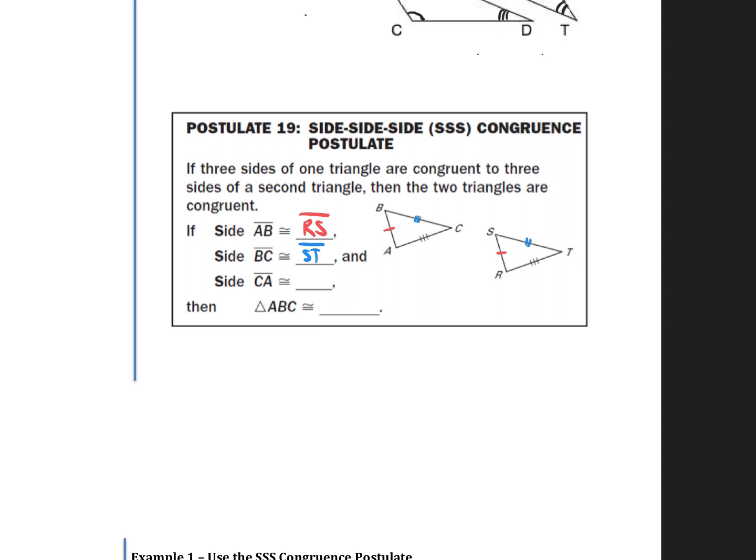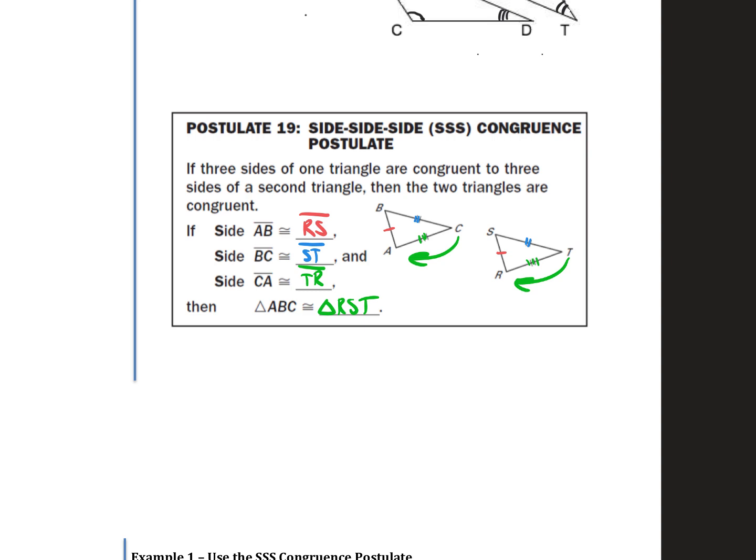And then we have CA, 3 tick marks there, matches with, is it RT or TR? It's going to be TR because you have to go the same direction. We go C to A, we have to go T to R, same way, okay? And then the congruent statement, triangle ABC is going to be congruent to triangle RST, okay?